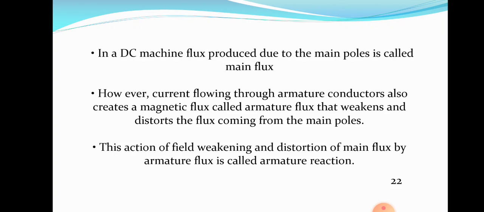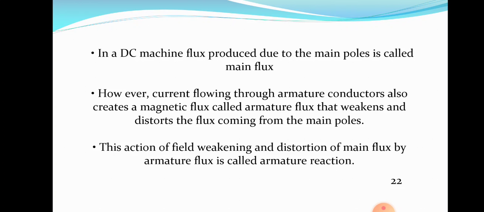The other flux is known as phi M, main flux. Sometimes it is denoted as phi 1, phi 2: main flux phi 1, armature flux phi 2, or main flux phi M, armature flux phi A. It is your choice. Flux produced by the field winding is main flux. Flux produced by the armature winding is armature flux. Armature flux is produced only when the generator is loaded. When there is no load, there is no current flow through the armature. Therefore, there is no flux produced by the armature.